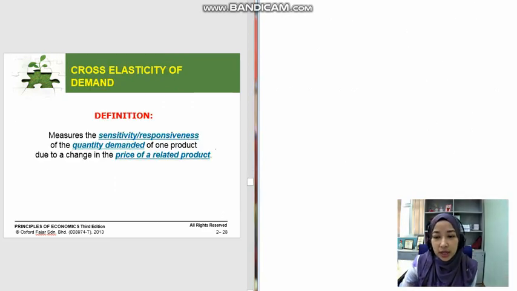Okay, so now let's look at the third type of elasticity of demand, which is cross elasticity. So now we have 3 types. The first one is price elasticity of demand. The second one is income elasticity of demand, which we have looked at previously. And now we have the third type, which is cross elasticity of demand. Cross elasticity of demand here is looking at the consumer's responsiveness in terms of their demand for a certain product when there is a change in the price of related products.